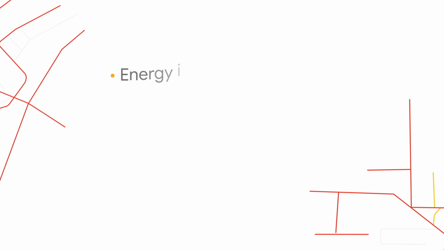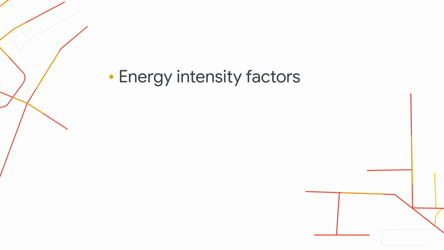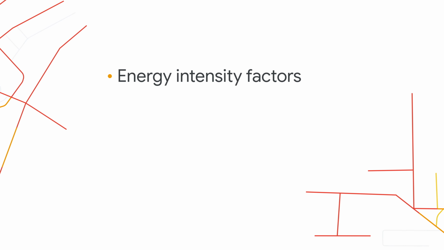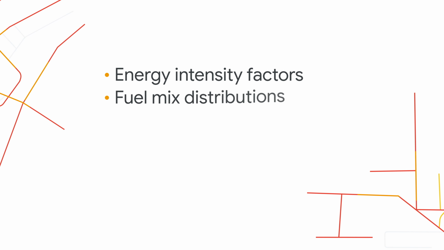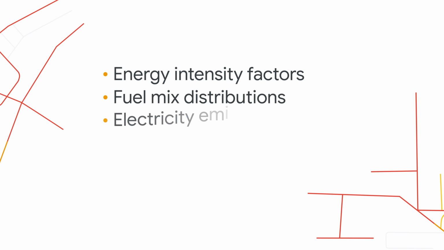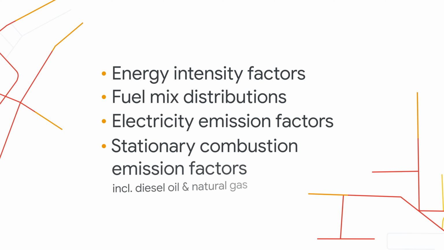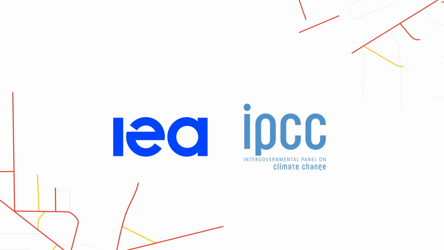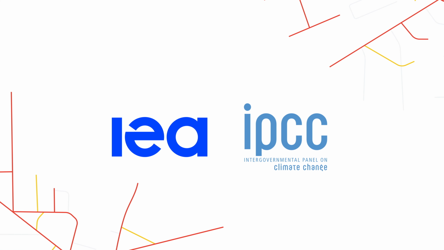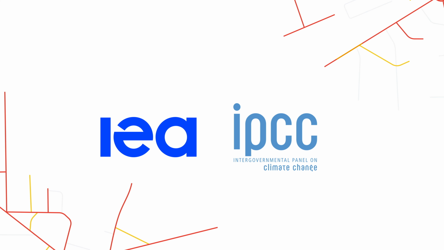Then we apply energy intensity factors sourced from CURB to calculate the total amount of energy each building consumes. Finally, we apply fuel mix distributions with electricity and stationary combustion emission factors for types such as diesel oil and natural gas that are also sourced from CURB. These correspond to the electricity factors published by the International Energy Agency and the Intergovernmental Panel on Climate Change.